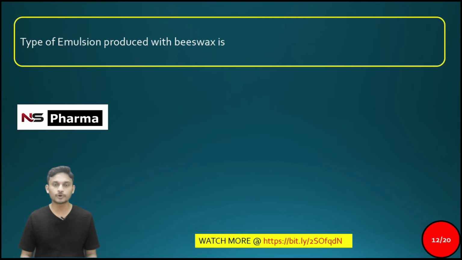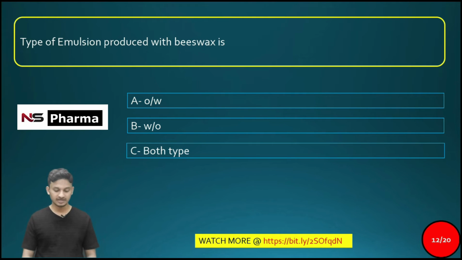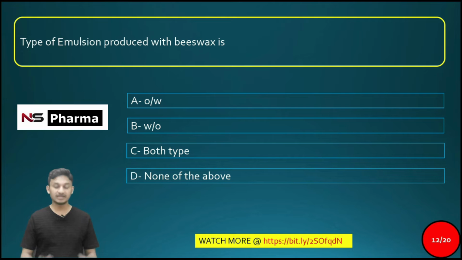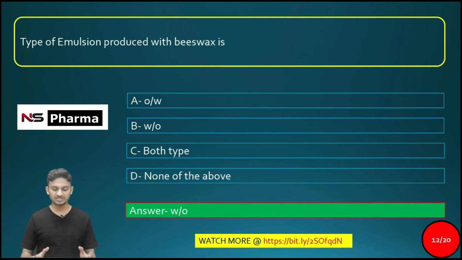Type of emulsion produced with beeswax. Options: A, oil in water; B, water in oil; C, both types; D, none of the above. So the correct answer here is that the type of emulsion produced with beeswax is water in oil emulsion. That is option B.